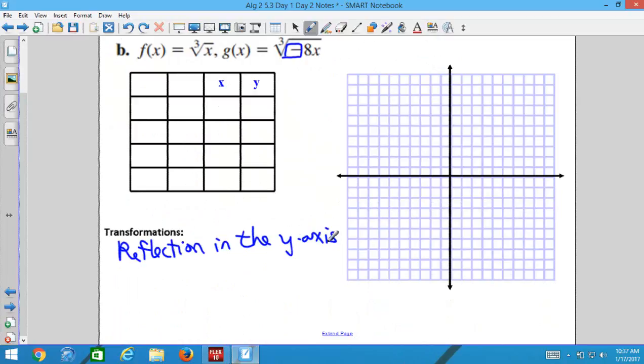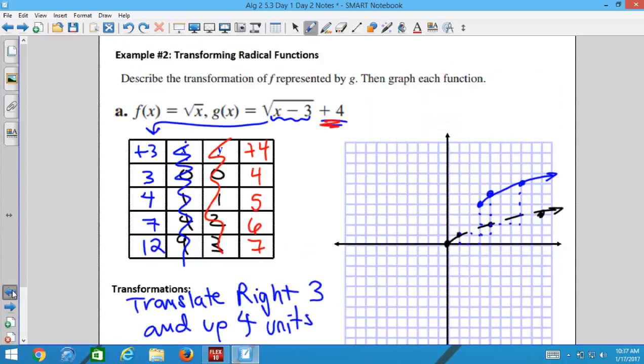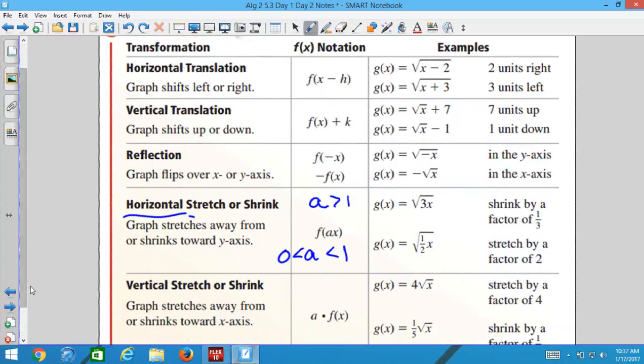And then there's an 8. And it's under the radical. So we go back to our chart. There's an 8 and it's under the radical. So that is either a horizontal stretch or shrink. Which one is it? Look, which one looks like an 8? It's a shrink. Horizontal shrink. And what would be my factor? It'd be 1 over 8, right.